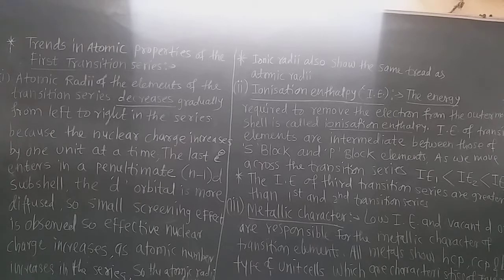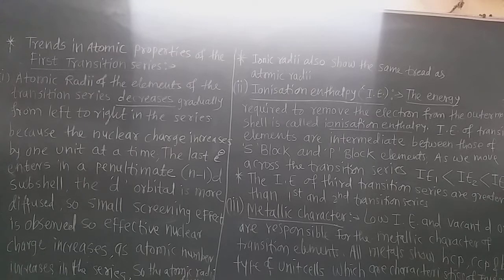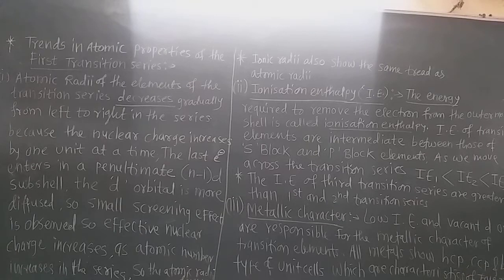Now the first property to study trends in is the atomic and ionic radii. Now first see the atomic radii. What happened in the atomic radii? Now in 11th standard I told you that as we go in the periodic table from left to right in the periods, what happened to the size of the atom? Atomic size decreases, not increases. Remember that.